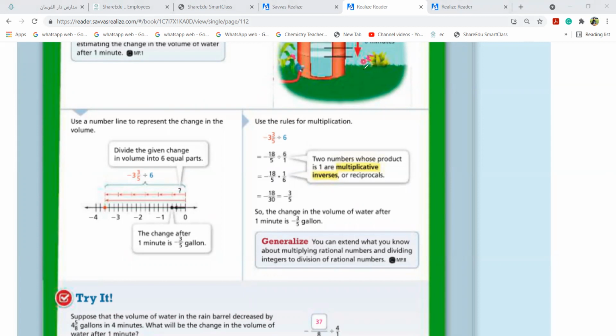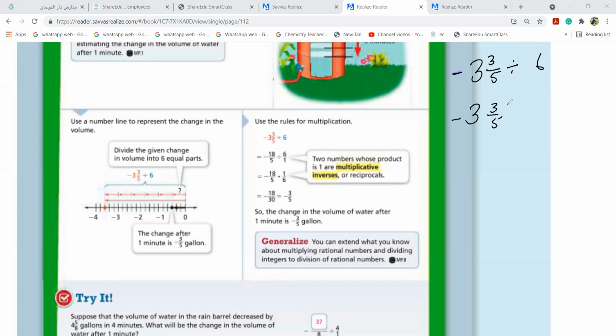They have given an example in this question. You don't have to write, just see here how I do it. -3/5. Ghalia, you need to concentrate more in class. Okay?